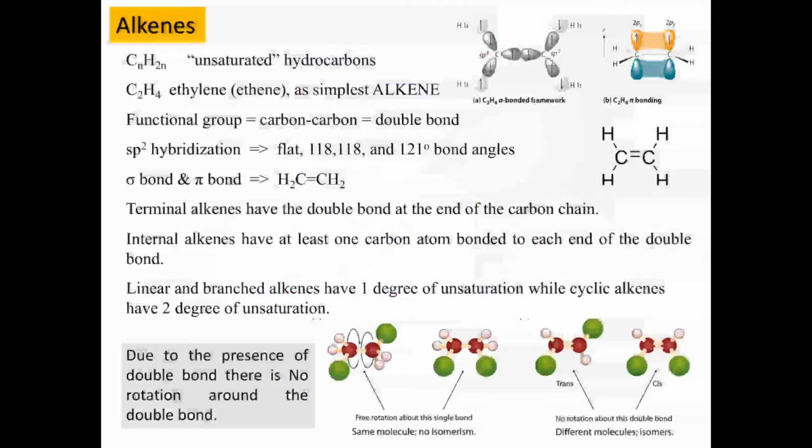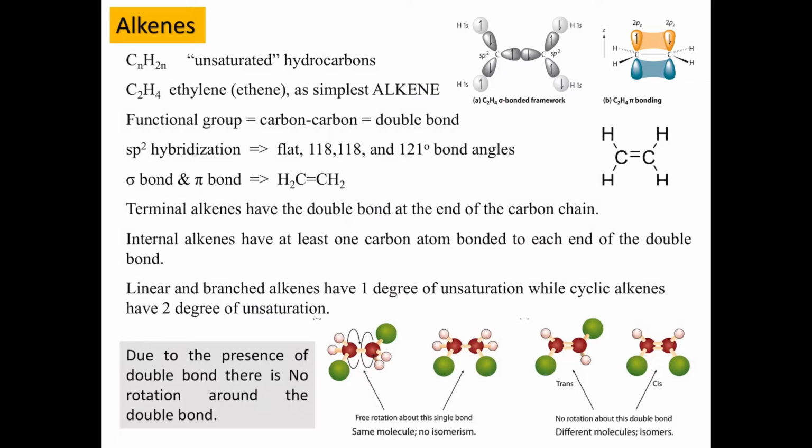The general formula of alkene is CnH2n. That means the number of hydrogens is double the number of carbons, and the smallest alkene is ethylene or ethene, because we should have two carbons in order to have a double bond between them to represent the alkenes. The functional group is the carbon-carbon double bond.